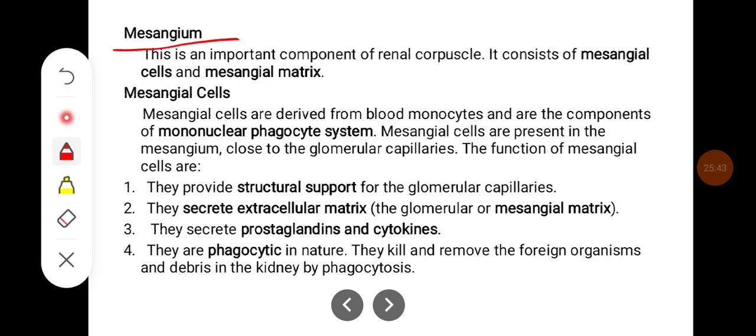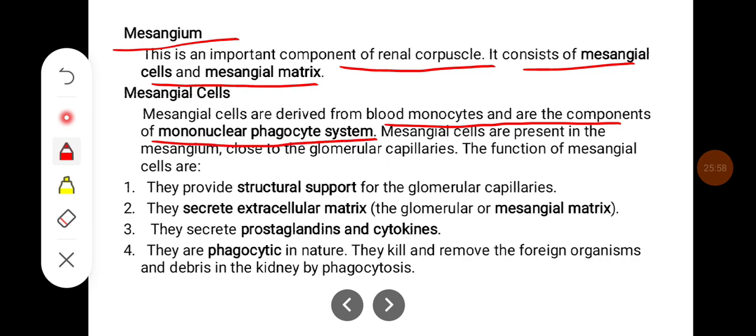Mesangium. This is an important component of the renal corpuscle, and it consists of mesangial cells and mesangial matrix. Mesangial cells are derived from blood monocytes and are components of the mononuclear phagocyte system. Mesangial cells are present in the mesangium close to the glomerular capillaries.